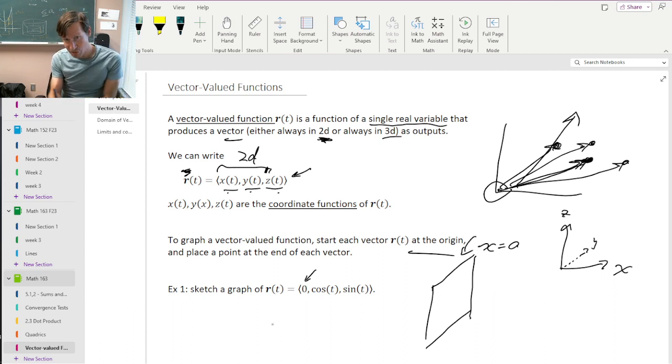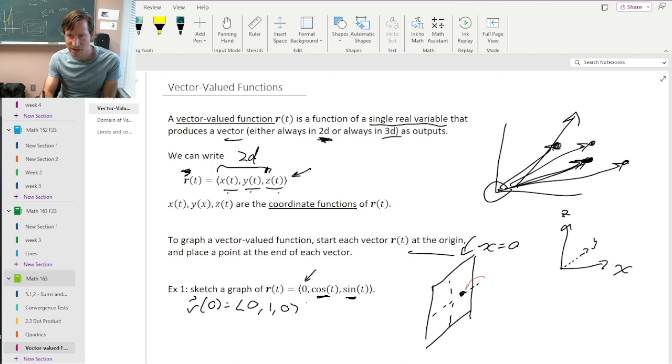Okay, so we can generate points on our graph just by plugging in some numbers. So how about r of 0? That's going to be 0, comma, cosine of 0 is 1, and then sine of 0 is 0. So if our coordinate axes are like this, then that's going to be this point right here.